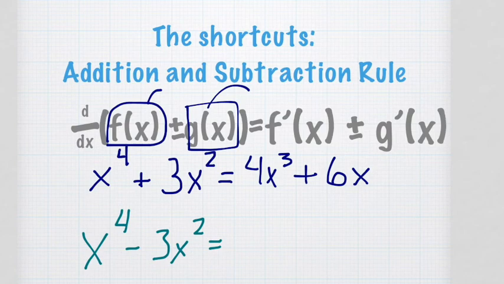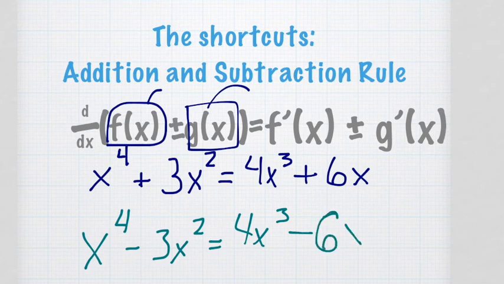If, on the other hand, instead of addition, you have subtraction, again, you find the derivative of each, so that would be 4x to the third, and instead of plus we have minus 6x. Sweet, simple, nothing extra crazy.